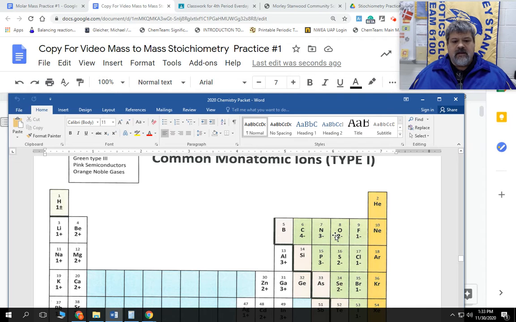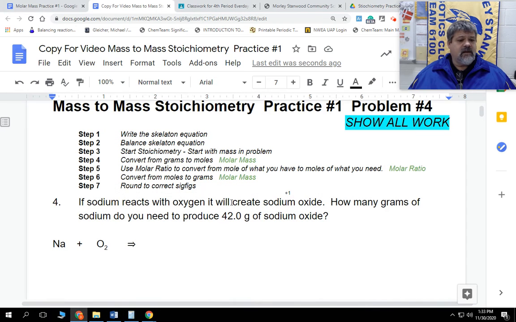Now again, it's in column 6A. It needs to get to 8. It has 6 valence electrons, so you have to add 2 electrons, which are negatively charged. That's where we come up with the -2. So let's get out of that, and we know that that's going to be a -2.